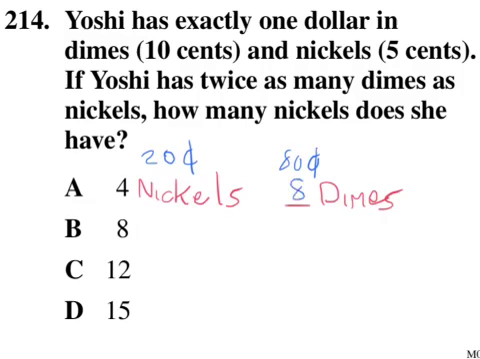That's twice as many. Now the question says, Yoshi has twice as many dimes as nickels. Does she have twice as many dimes as nickels? Yes. So is that the answer? Yes. That is the answer, so we can stop. All you've got to do is one by one do the problems until you find the one that works. Don't worry about any kind of crazy other stuff. Just do one problem at a time and see if it makes any sense.